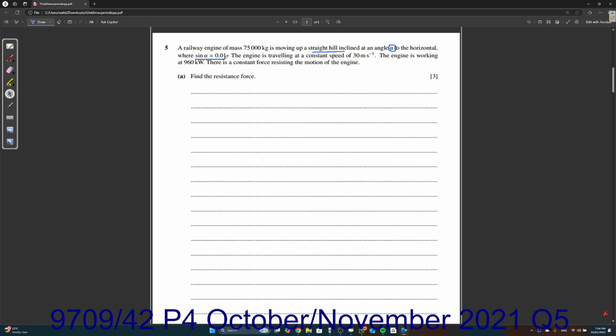horizontal. They said sine alpha is equal to 0.01 and the engine is traveling at a constant speed of 30 meters per second. The engine is working at 960 kilowatts and there's a constant force resisting the motion of the engine. So call it R, the resistance force. Okay, find the resistance force.